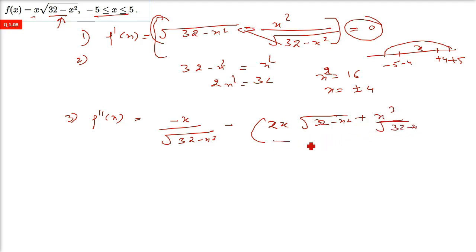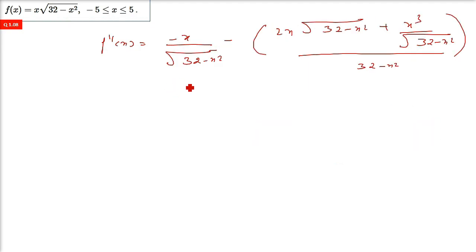The logic is that differentiation is up to you, and this is the whole second differentiation which I'm writing right now. You can just verify it. This is the second differentiation, and now we have to check for 4 and negative 4: f double dash 4 and f double dash negative 4. Just try to find out what the sign will be.